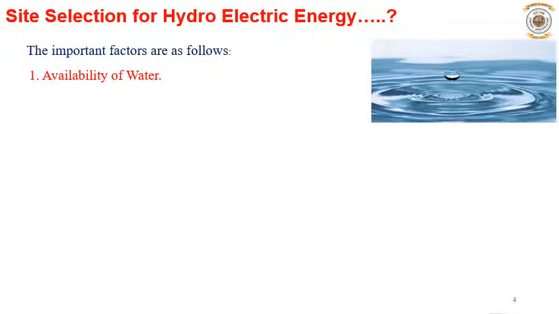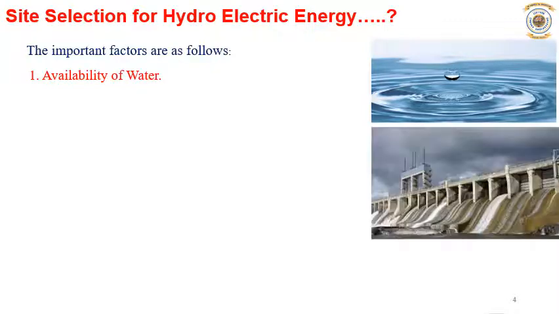That is very important. So we should know the availability of water, how much water is available, and how much runoff you can get for a particular year.